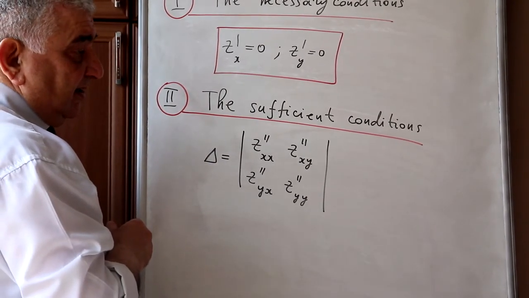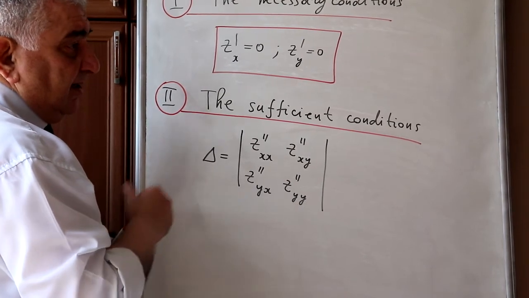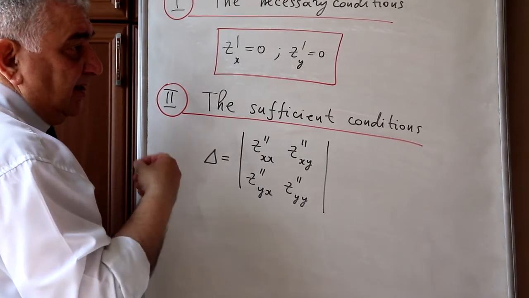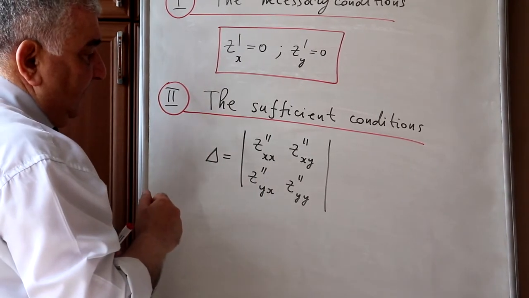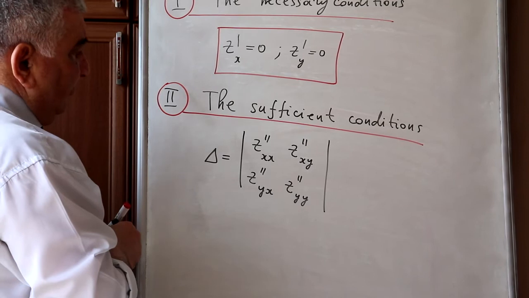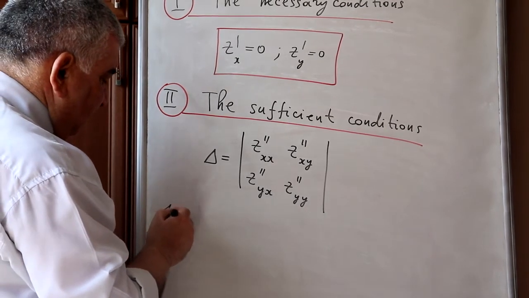Characteristic determinant, in Russian характеристический определитель. Here we have three conditions.